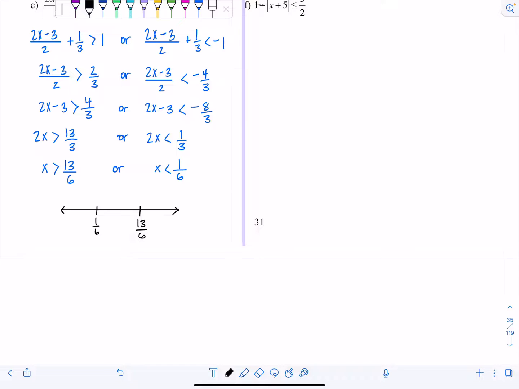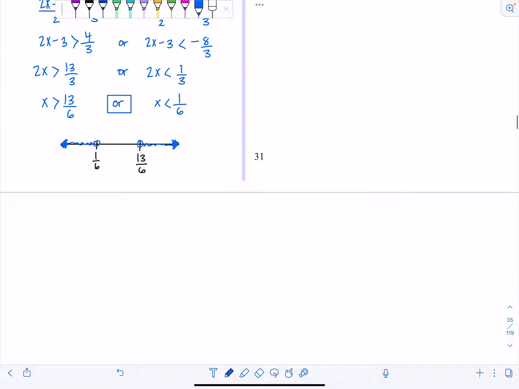X greater than 13 over 6. Open circle to the right. X less than 1/6. Again, open circle to the left. Okay, see, this time the word "or" is so crucial. So the solution is going to be the union of these two intervals. So we'll go negative infinity to 1/6 union 13 over 6 to positive infinity. Voila.